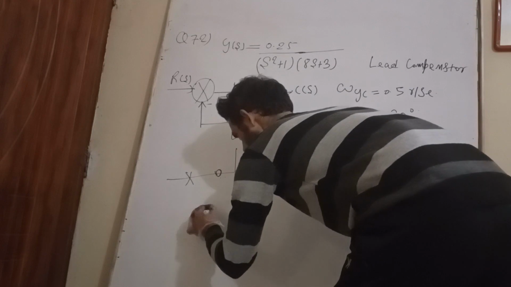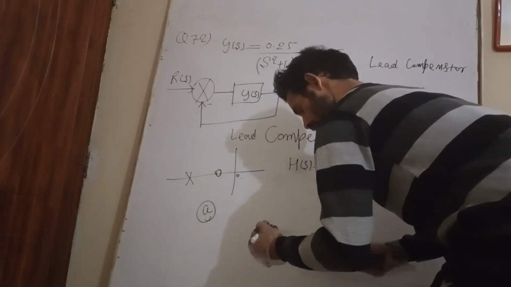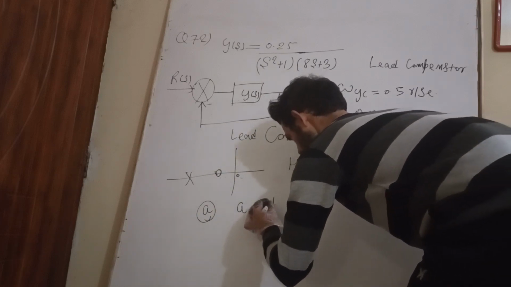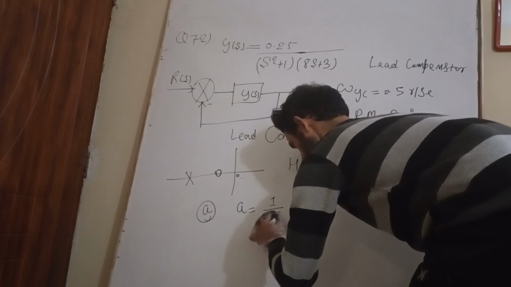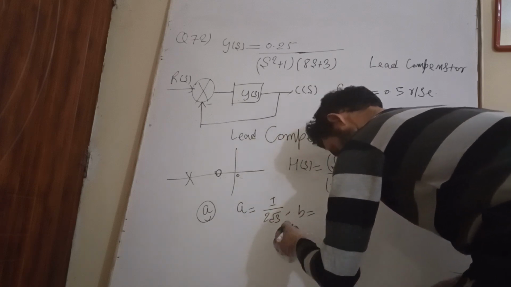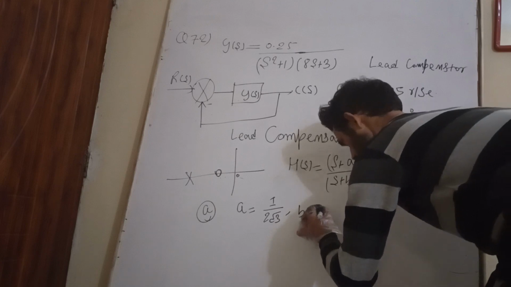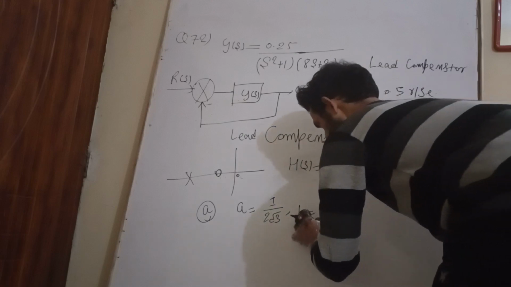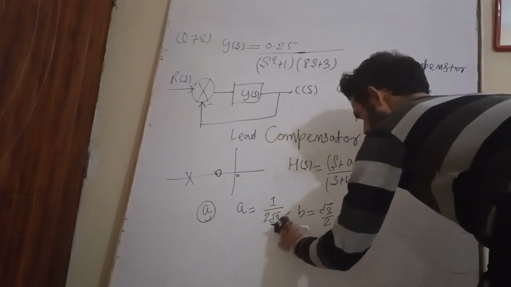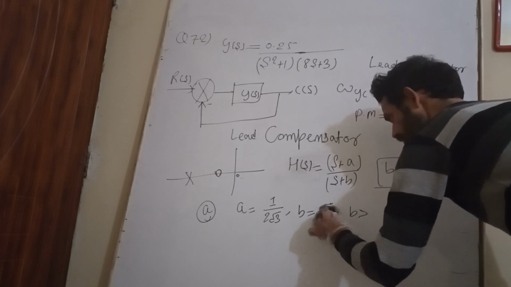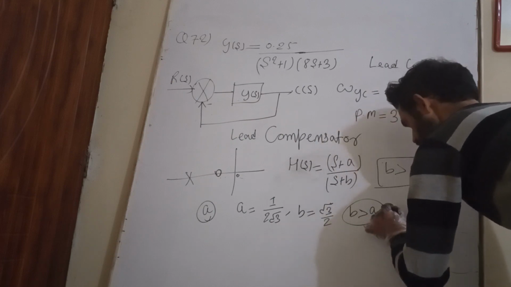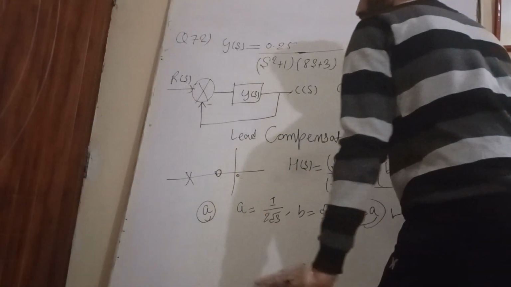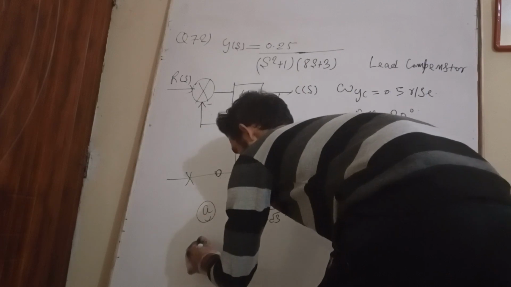In option A, a is 1/(2√3) and b is √3/2. Here b is greater than a, so this satisfies the lead compensator condition. We will take this into consideration.